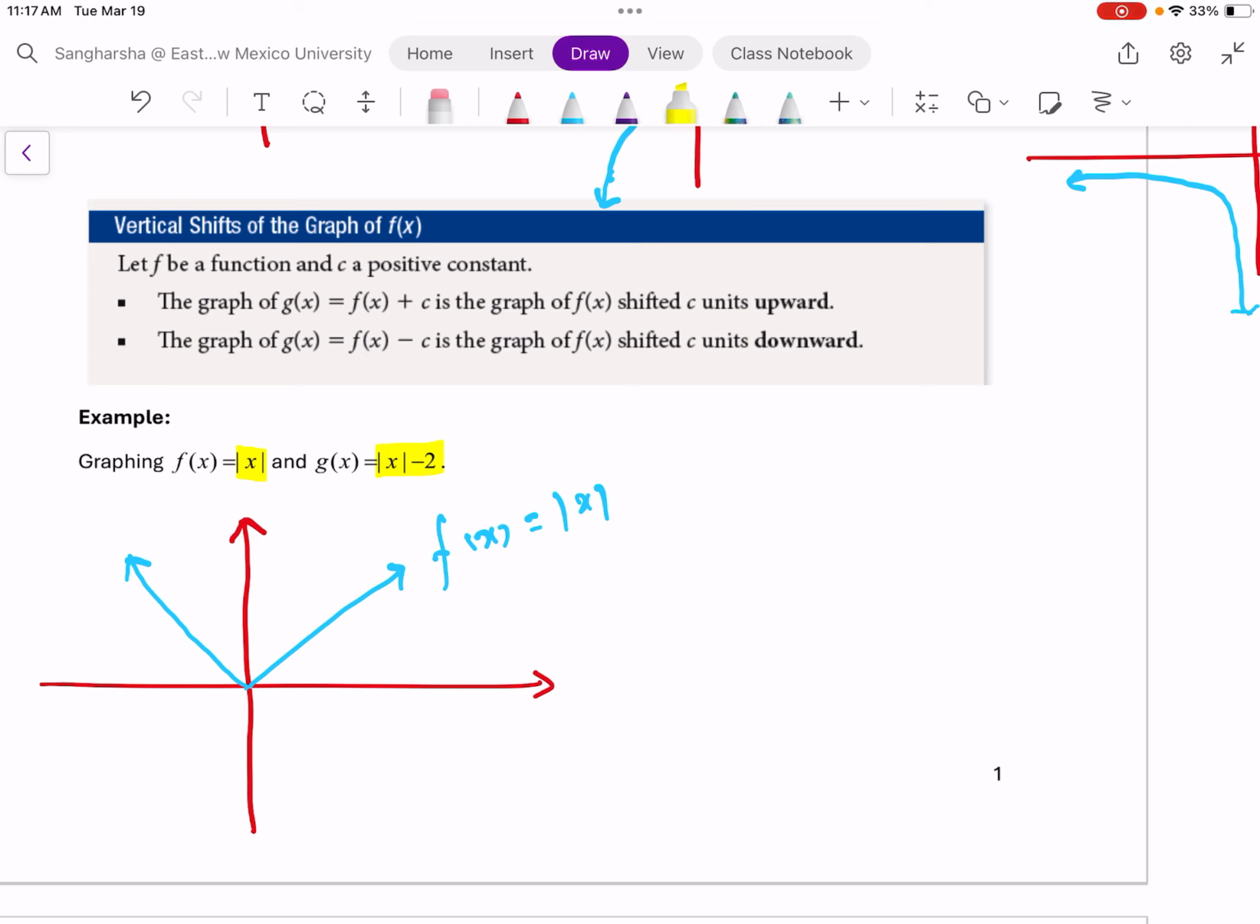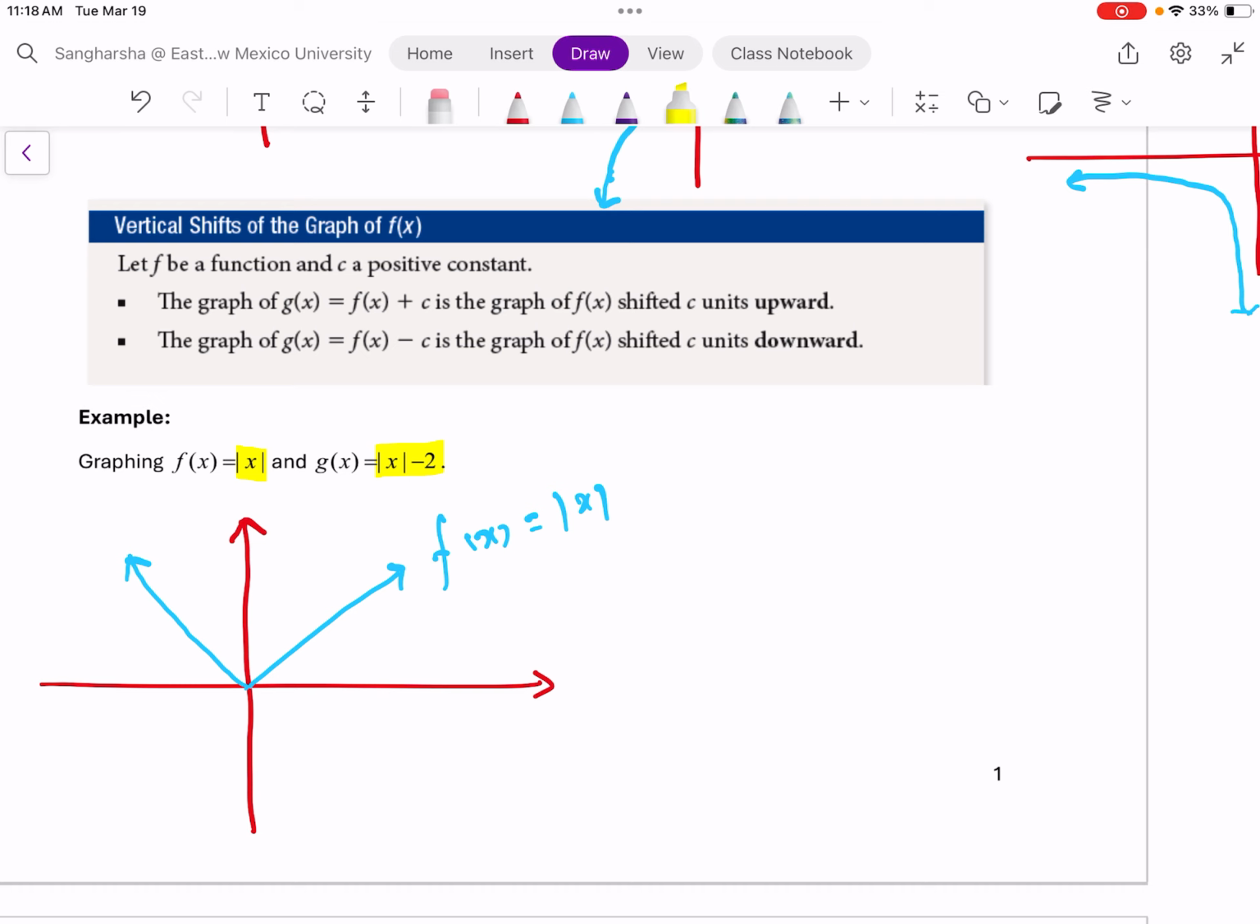If you just compare here, f and g are just the names of a function. On the output, we have an absolute value of x here and an absolute value of x there, and we have a negative 2 extra, right? So 2 has been subtracted from this function f of x. If we subtract 2 from f of x, we get g of x. Do you agree with that?